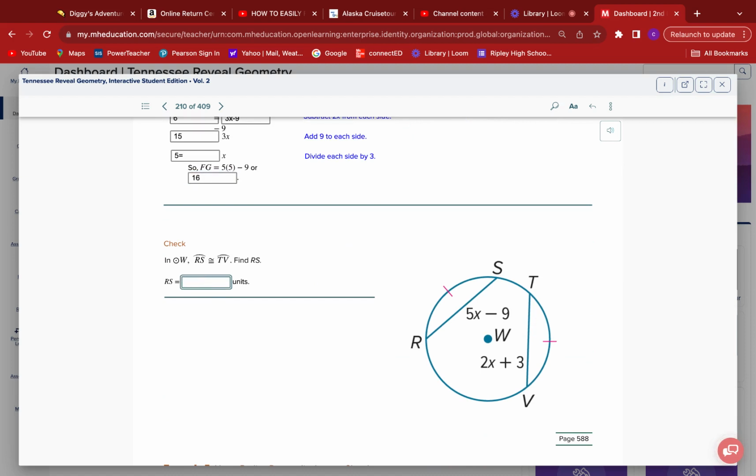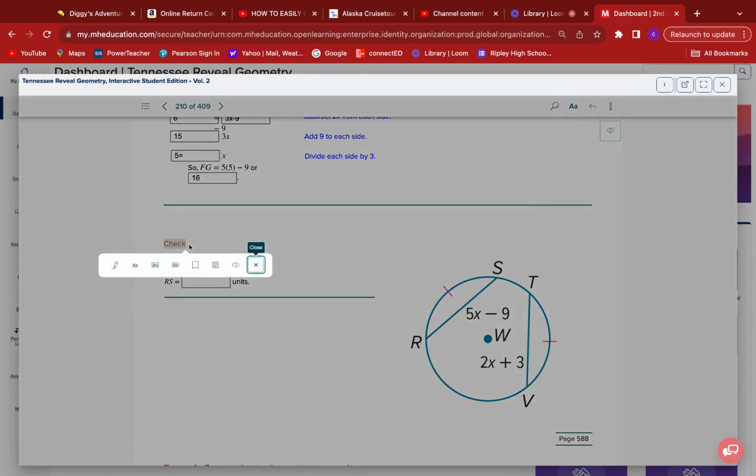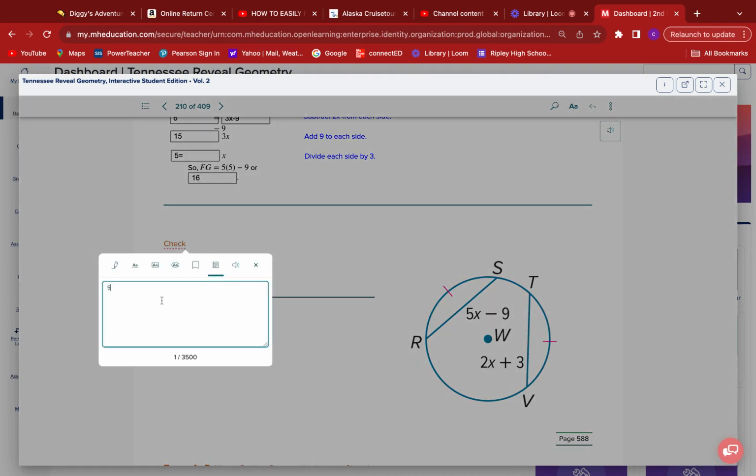I'm on the bottom of page 588 of the workbook. We are definitely going to set those two things equal to each other because their arcs are marked equal, which means the chords are equal to each other. So I'm going to put 5x minus 9 equals 2x plus 3. I'm going to subtract 2x to the other side. 5x minus 2x is 3x. Bring down my minus 9 equals 3. I'm going to add 9 to the other side, and 3 plus 9 is going to be 12.